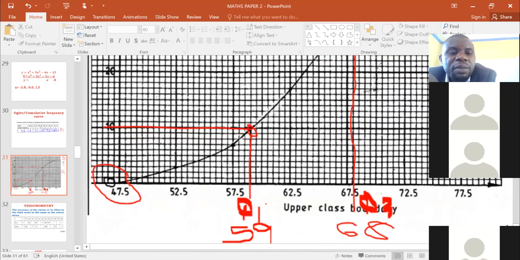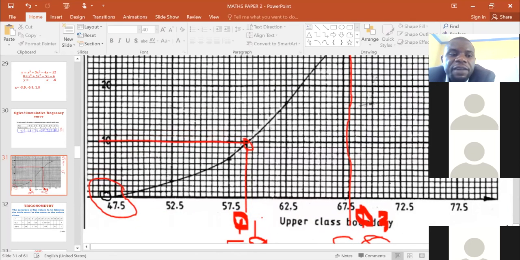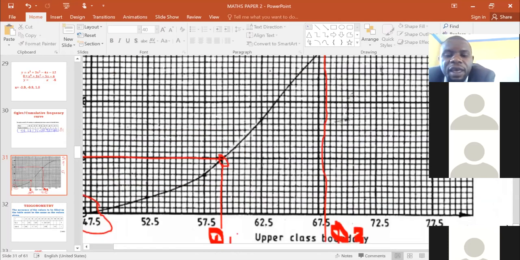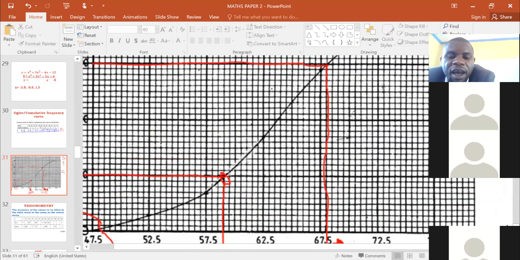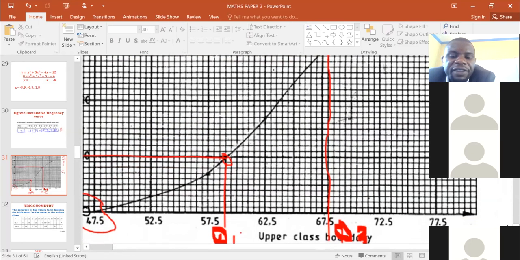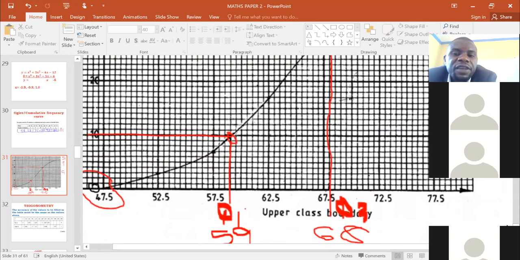Is that right? So that means that if I was to find the lower quartile, that will be a quarter of the total frequency, which is 10. You can see that after 57.5, there are 3 small squares. That would be 1.5. So when you add 1.5 to 57.5, the lower quartile becomes 59. And then the upper quartile should be taken from the cumulative frequency of 30. It is exactly 1 square after 67.5. That means that the answer there becomes 68.